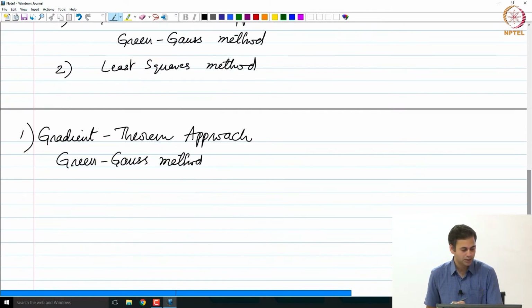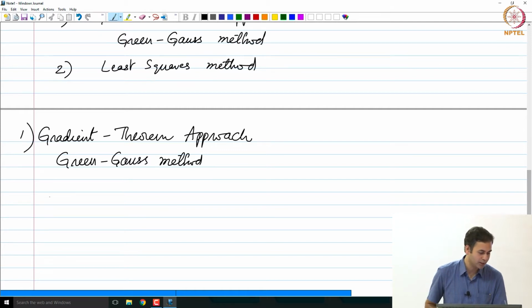Okay. So, in this we invoke the gradient theorem to calculate the gradient of the dependent variable phi. We have already seen the Gauss divergence theorem, in which we converted a volume integral into a surface integral. If you have a volume integral in the form of a divergence of a vector, then you could convert it into a surface integral. But the gradient theorem is something different. The gradient theorem is for the gradient of a scalar integrated over a closed volume.